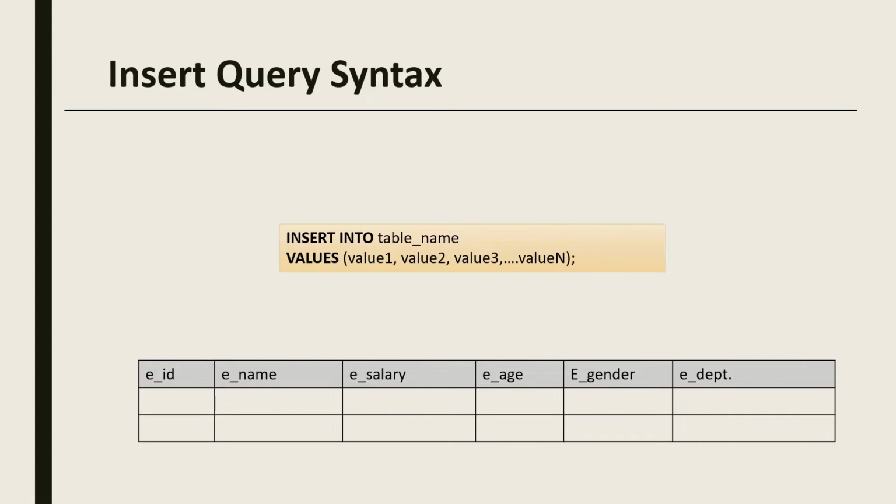Now let's insert the data inside the table. The syntax for inserting the data inside the table is insert into, followed by the table name, then the values keyword, and inside the bracket value 1, value 2 is the data which will be inserted inside the table. Here the sequence of the values should be the same as the sequence of the column names. For example, the first value should be of ID, the second one should be of name, the third one should be salary, then age, followed by the gender, then department.